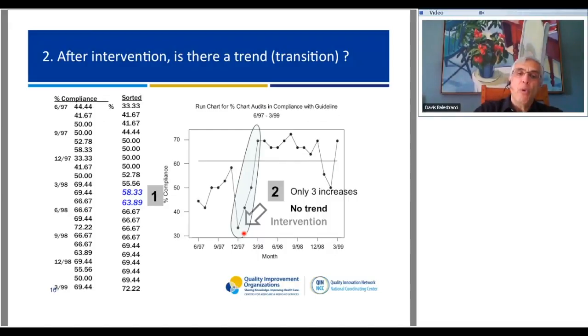Now notice, 1, 2, 3 increases. It's not the 6 increases we'd need to declare a trend. So we can't use that rule to declare a special cause because she was trying to create a special cause, an intervention that got her greater compliance. So the trend rule doesn't help.